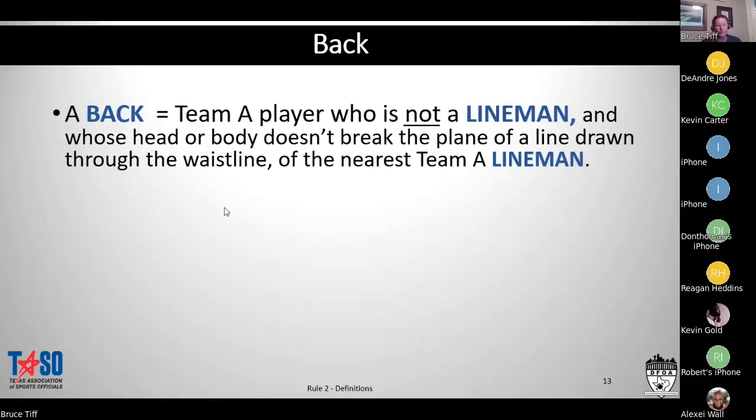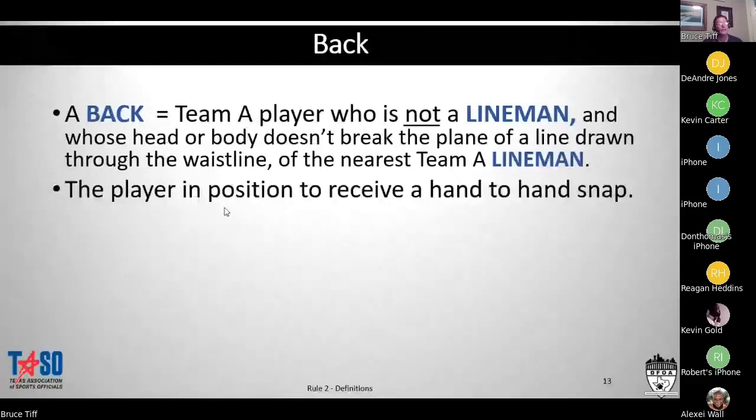They're also the player in position to receive a hand-to-hand snap. And the reason that definition is in there is because the quarterback, oftentimes, if he's up under the center, his head is almost always going to be breaking the line of the nearest Team A lineman. In this case, it's the snapper. So the QB gets an exemption. If he's in a position to receive a hand-to-hand snap, we do consider him to be a back, even though technically he is probably breaking that line through the nearest lineman's waist.